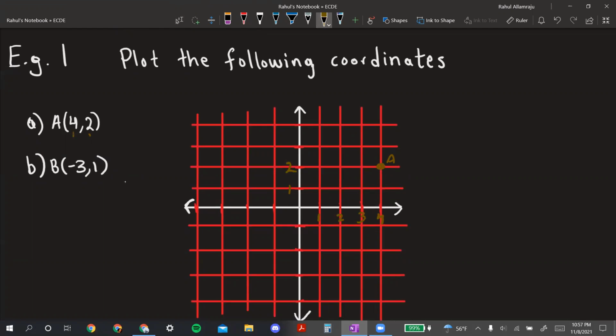Now look at the second one, B. If we look at the x coordinate, it's -3. So what you're going to do is go left 3 units. So that's -3. And you're going up 1 unit, which is 1. So this is where this point is.